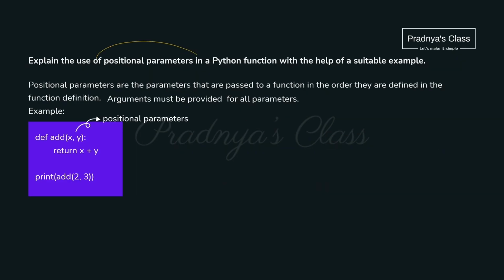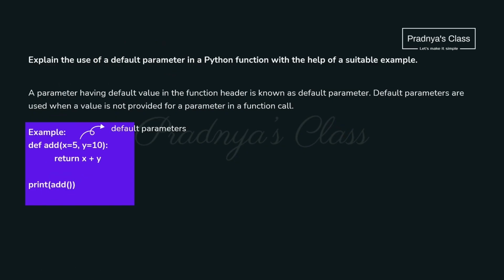There is one question which is based on the type of the parameter. Here we need to explain positional parameter. We studied 3 types for passing parameters to the function. Out of that, one is positional parameter. In this, the parameter is passed according to the position, and we must provide values for all the parameters. That was all about positional parameter. Even there is a question based on default parameter.